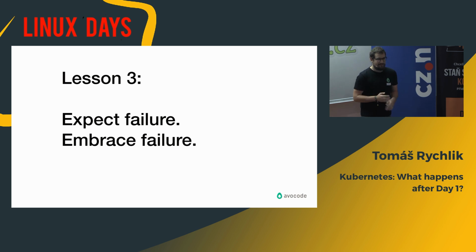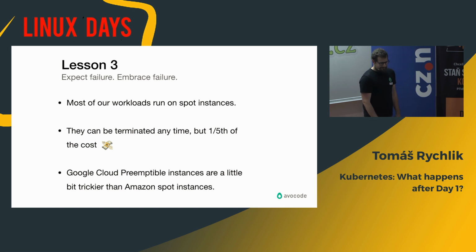Lesson number 3: expect failure, embrace failure. In our case, we are using spot instances in Amazon, which is a special type of server that doesn't have any uptime guarantees. This means it can be killed at any point. On the other hand, it's just a fifth of the cost of the normal server. So if you can handle this termination well, you can actually decrease your infrastructure cost by 80%, which is great.